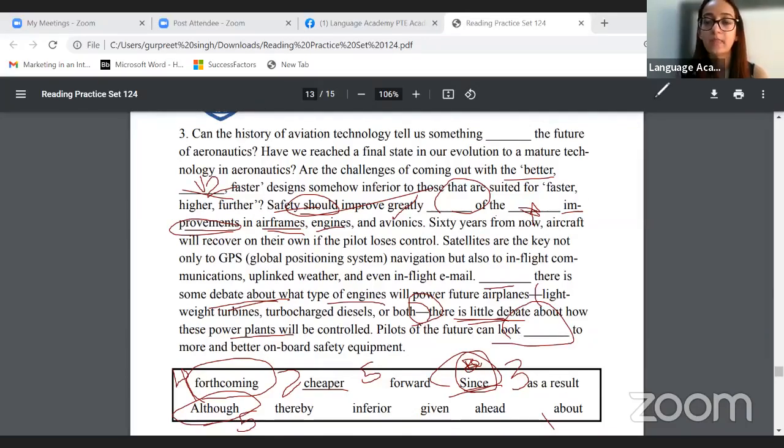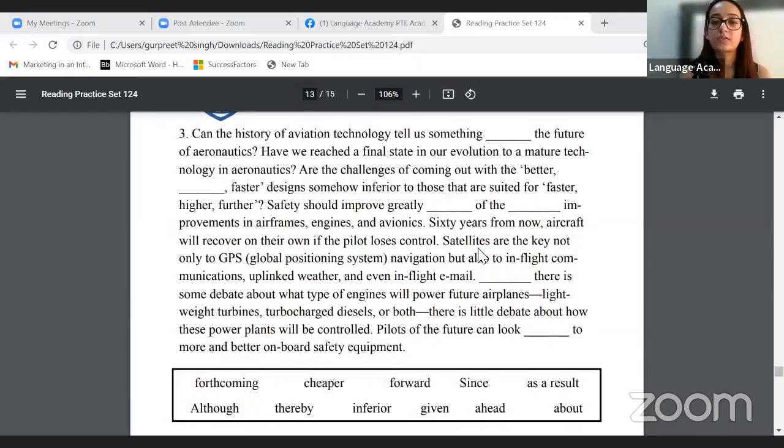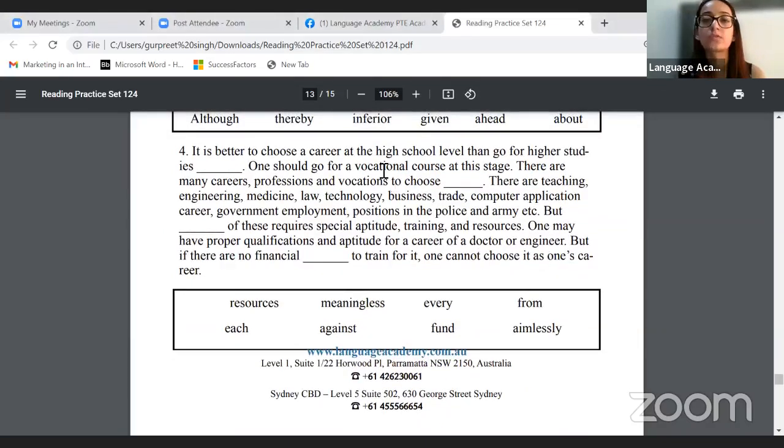Right. Here's the last question for today, the fourth one, 2 minutes to post your answers.